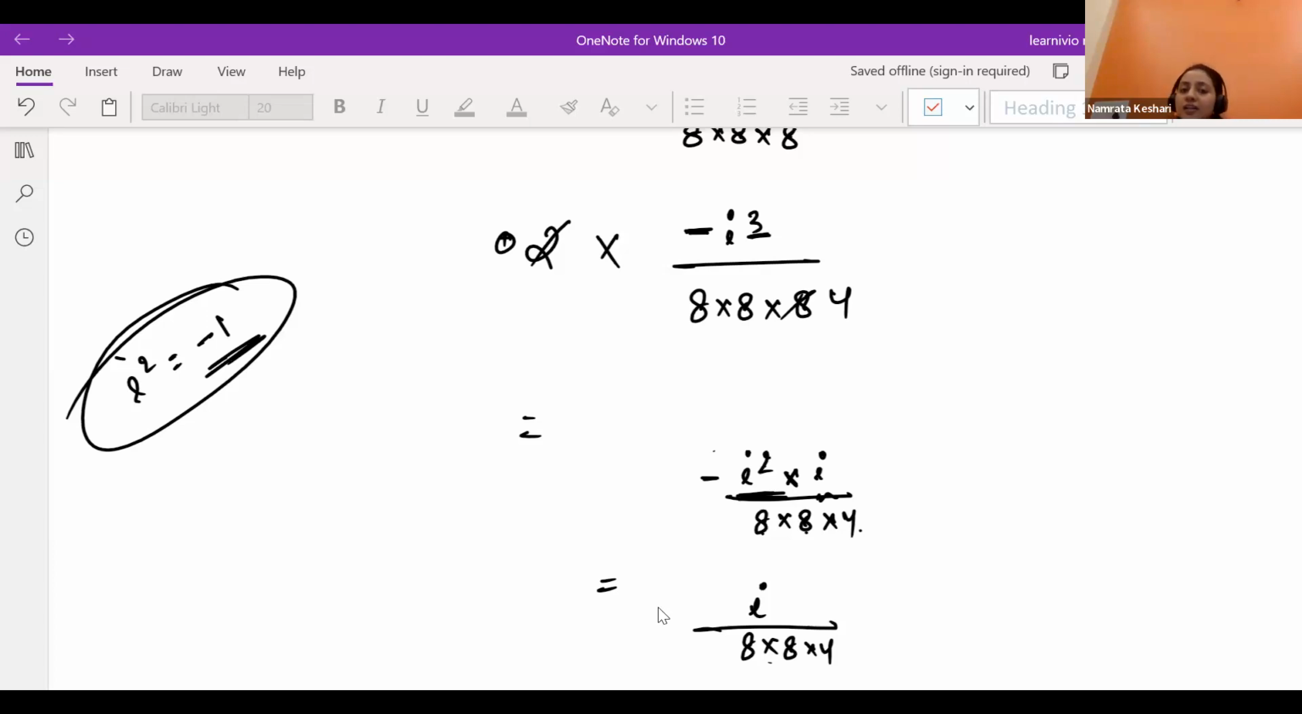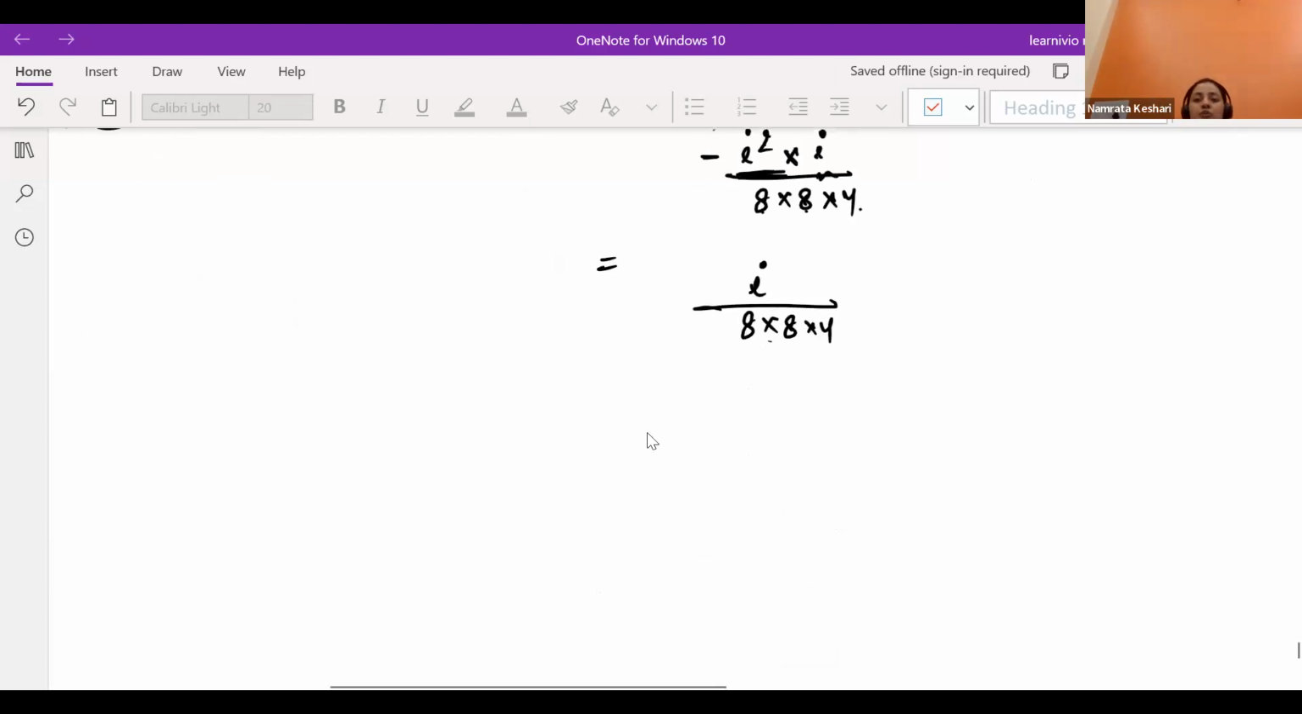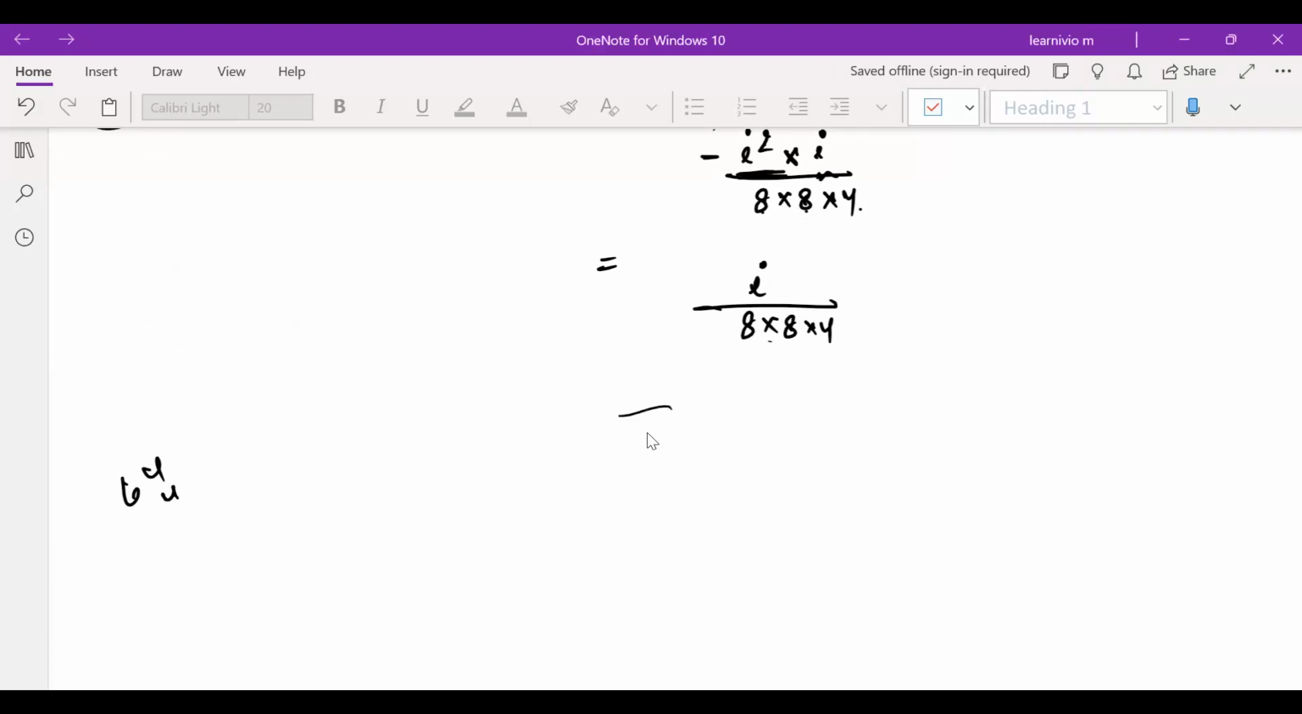आ रहा है समझ में हम लोग क्या करने की कोशिश कर रहे हैं? अलियन अलीना, आया ना? हाँ. 8 into 8 into 4 is what? Ma'am, 256. It's 256.